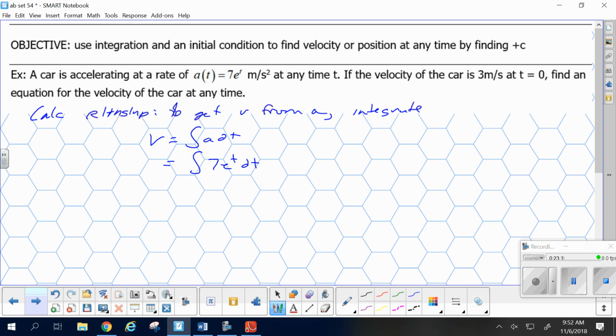What is the antiderivative? 7e to the t plus c. Okay? If you said that's the initial velocity, absolutely scratch that as garbage, not true. Please don't ever say that. It's not true. Okay.